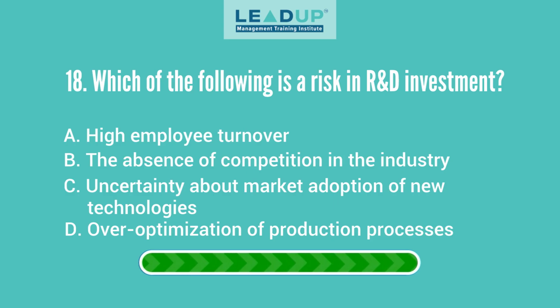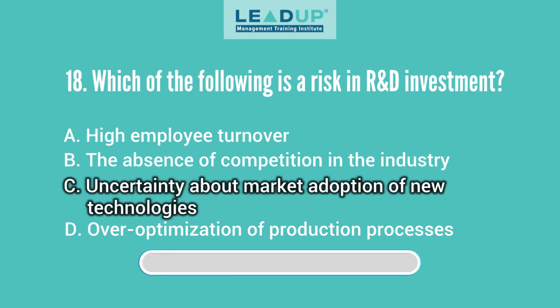Question 18. Which of the following is a risk in R&D investment? A. High employee turnover. B. The absence of competition in the industry. C. Uncertainty about market adoption of new technologies. And D. Over-optimization of production processes. Answer: uncertainty about market adoption of new technologies.